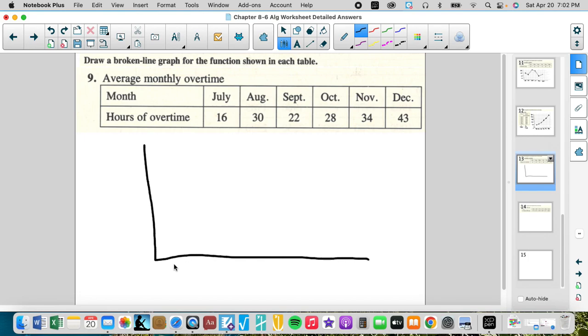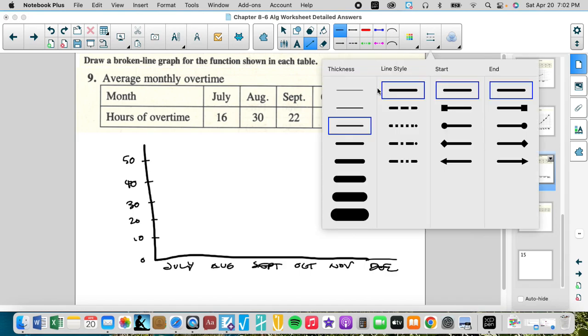We got that. We're going to make July. That's really big. Let's make that line a little bit less so we can write July, August, September, October, November, and December. And then we can go up to 50. That's 0, 10, 20, 30, 40, 50.